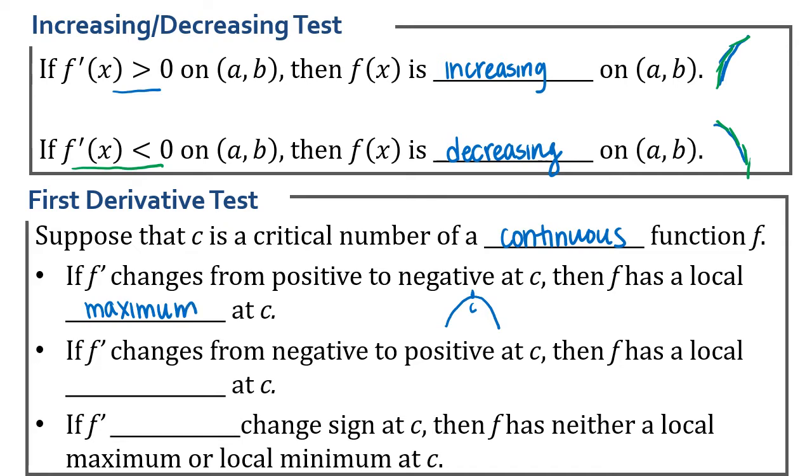Now, if we look at it the other way, if the derivative changes from negative, so the function is decreasing until you hit c, and then it becomes positive, so all of a sudden the function starts increasing, you can see that creates a local minimum. And then finally, if the first derivative does not change signs, then we would say that f has neither a local maximum nor a minimum value. So let's actually look at some examples using this.